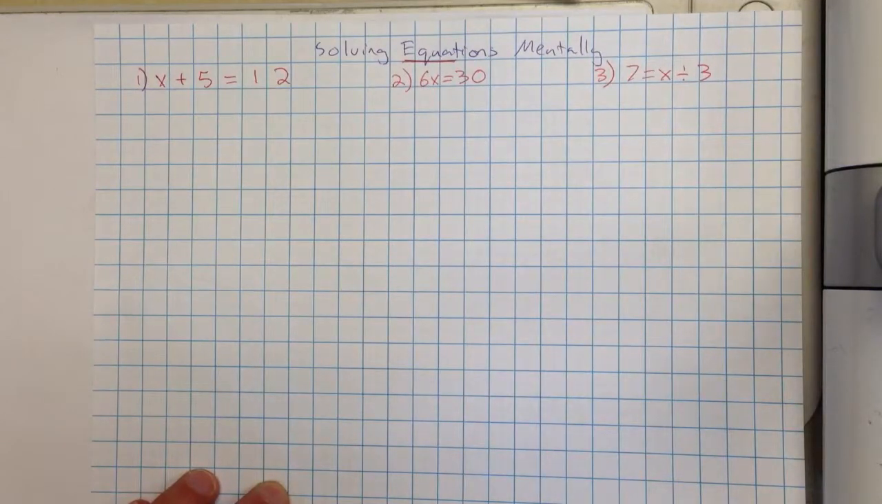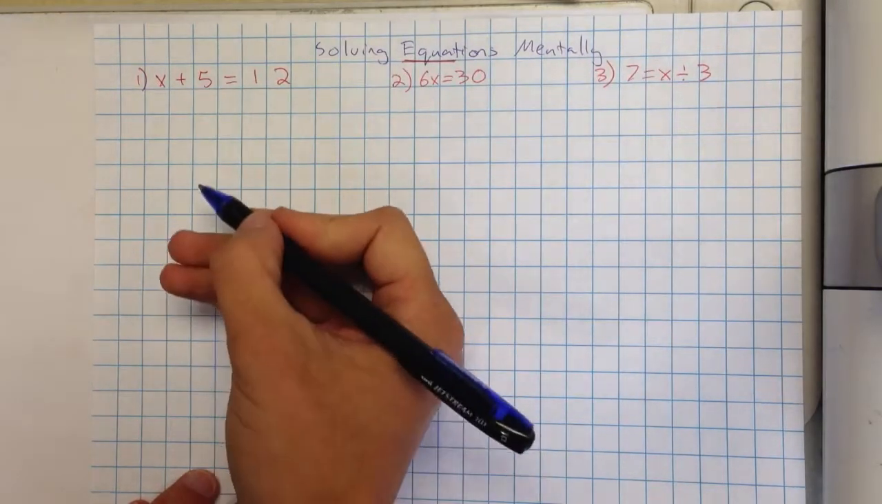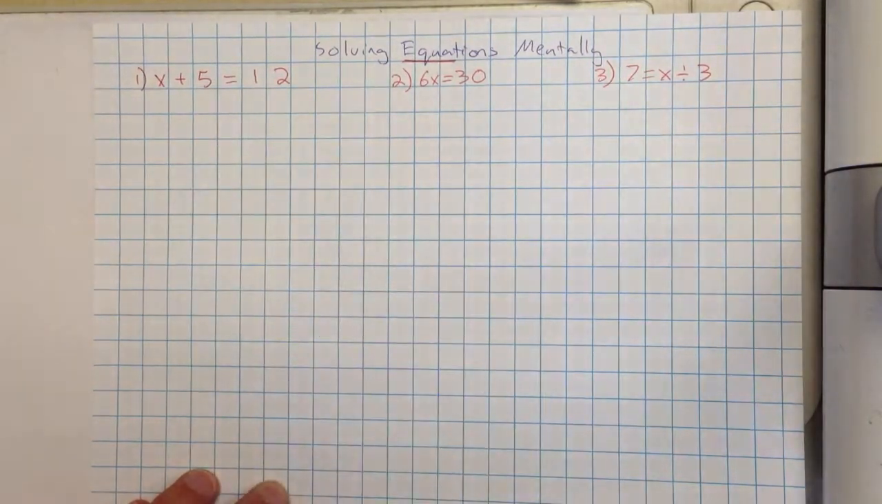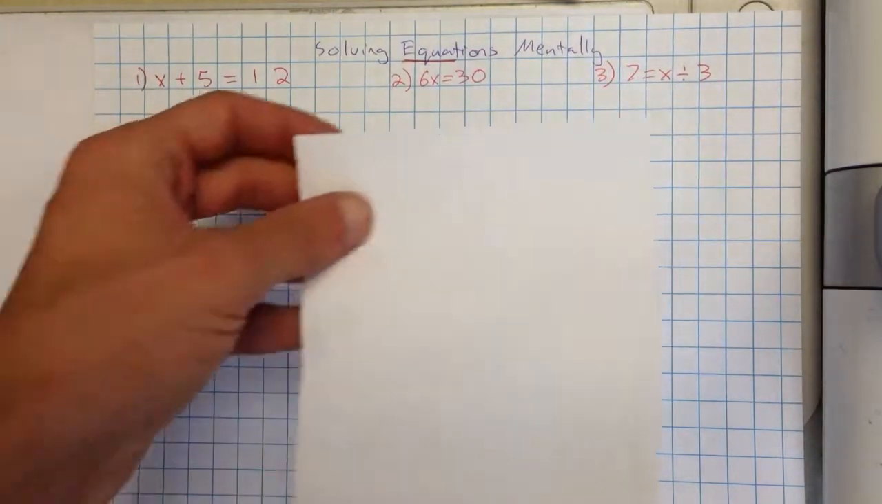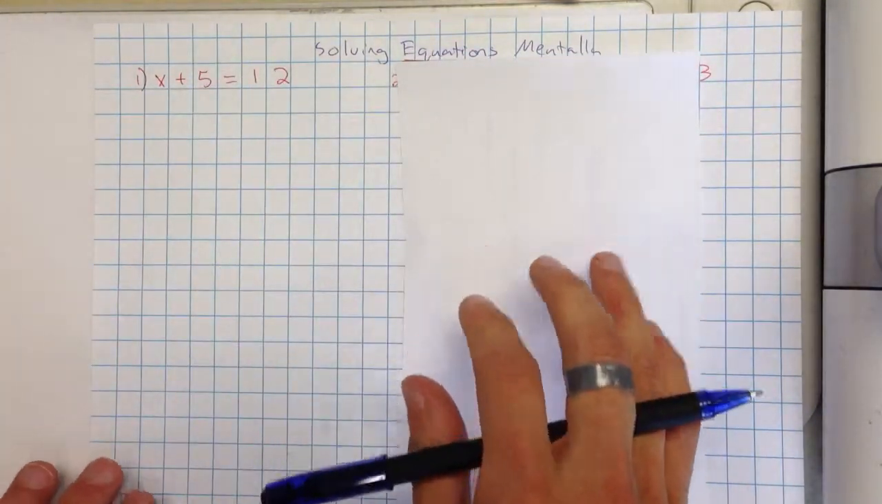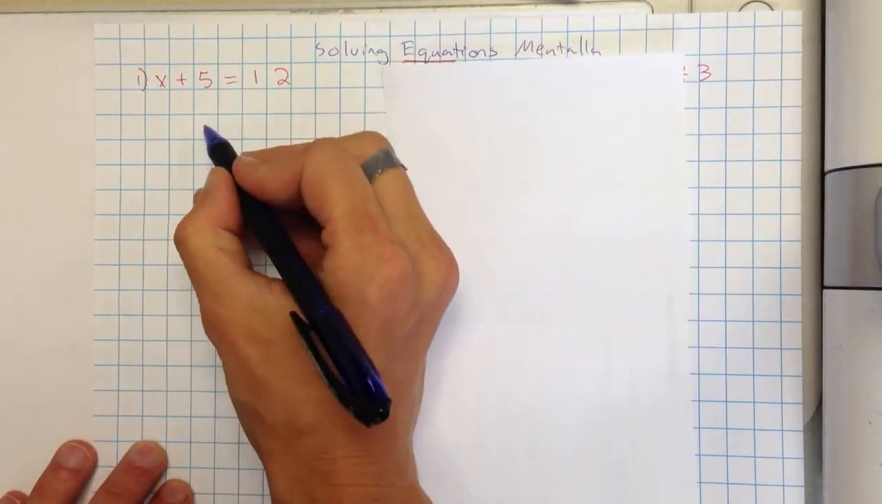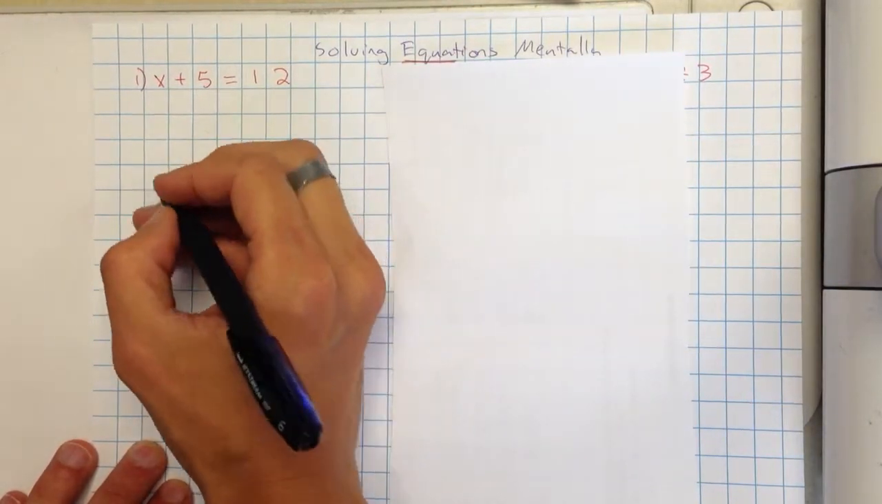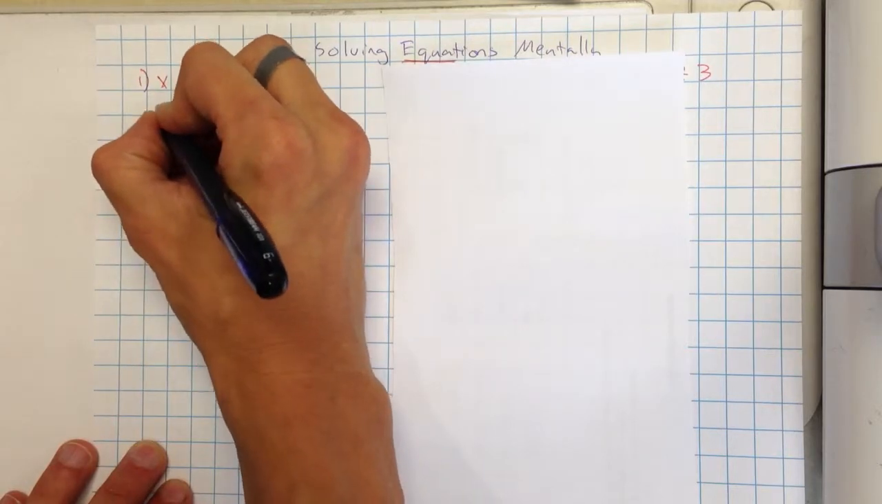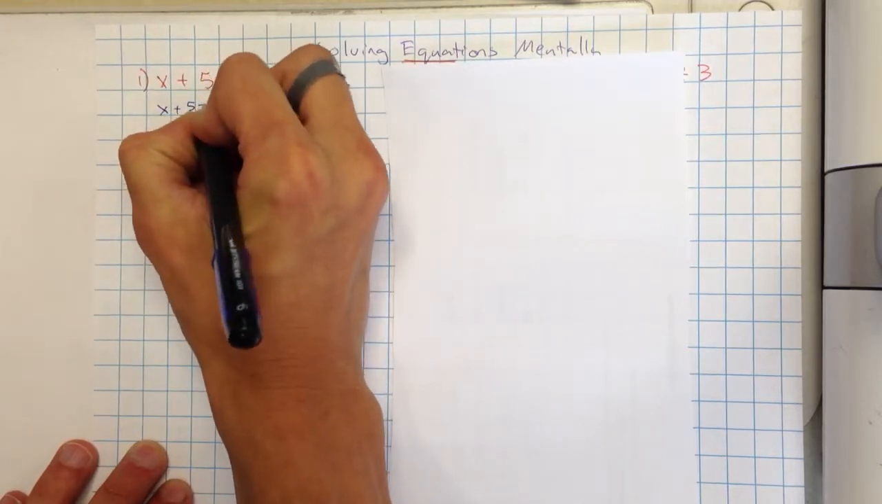Okay, so if we look over here at our first example, we have x plus 5 equals 12. And I'm going to cover up these other two examples while we work on that, just so they're not in our way. And so if I have x plus 5 equals 12, the first step that I'm going to do is rewrite the problem. x plus 5 equals 12.